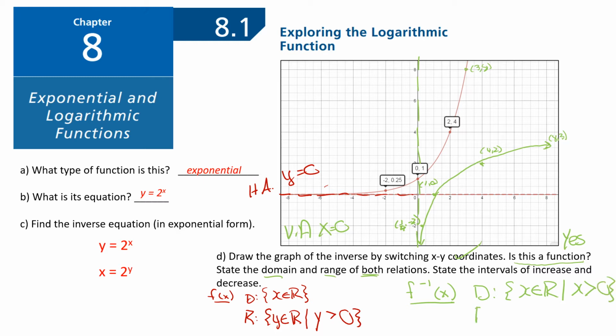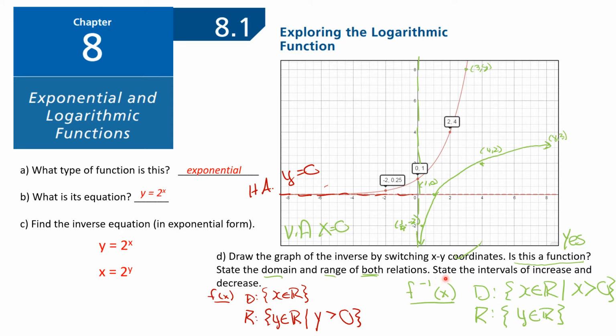Now, how about the range of the inverse? The range of the inverse, that one is y is an element of real numbers. And of course, if you remember, the domain of the function, this one here, becomes the range of the inverse because you're switching x's and y's. So the range of the original function is the same as the domain of the inverse. You just switched x's and y's. So the domain of the function is the range of the inverse, and so on.